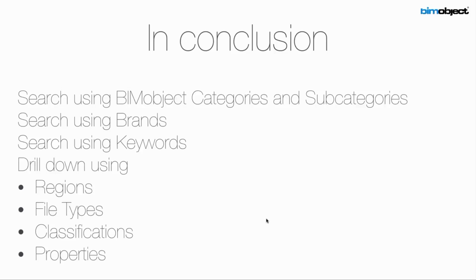We're working on searching by classification. So again, we'll be adding more and more classifications as the industry moves forward, such as ETIM and Uniclass, for example. And finally, searching by properties. Again, BIMobject are working very hard with manufacturers to give you the information to enable you to search by properties.